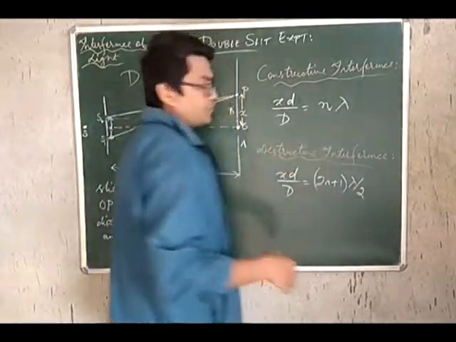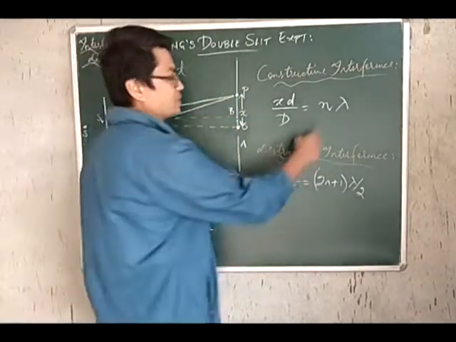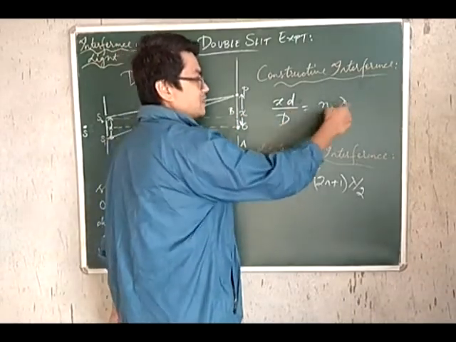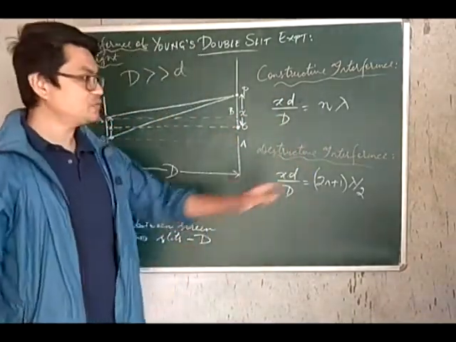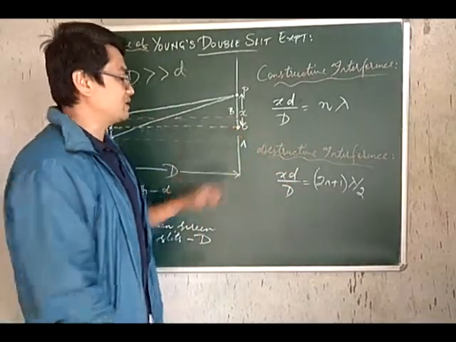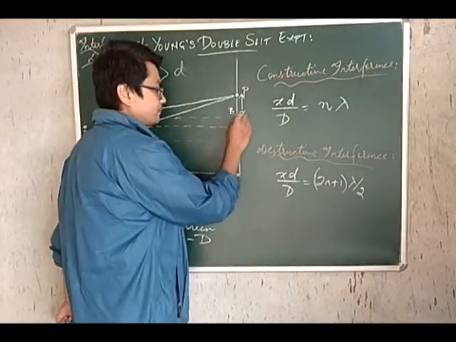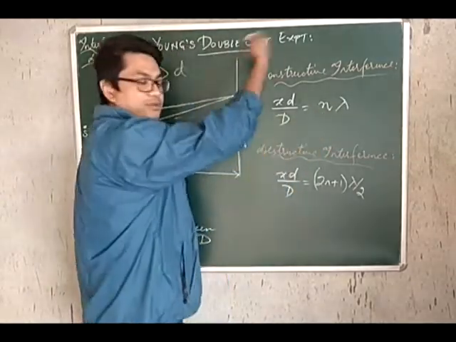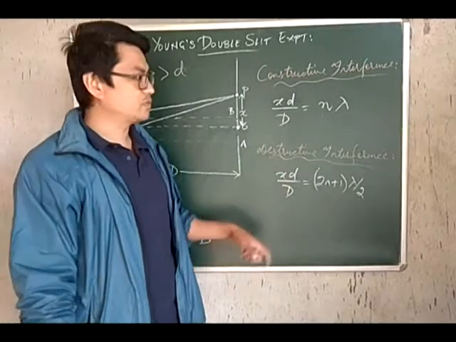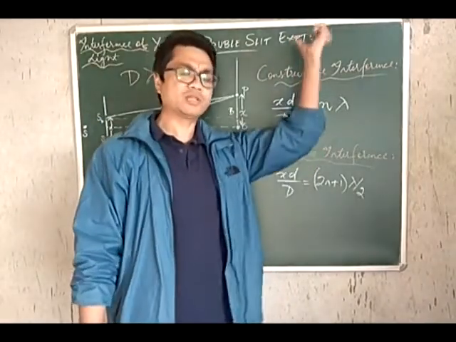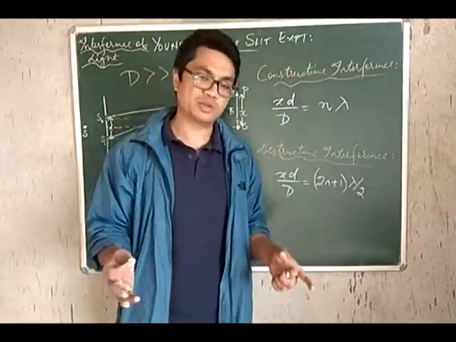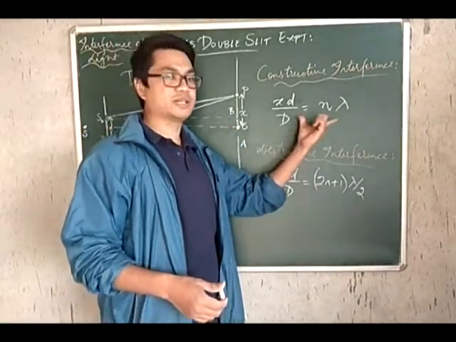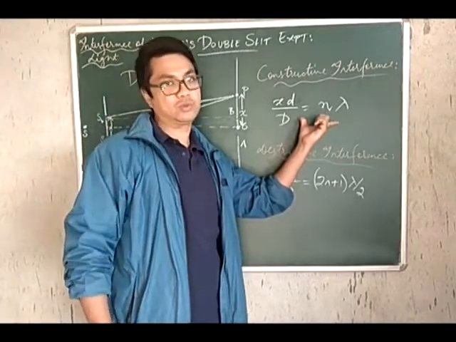Alright, now what about the first bright fringe? For the first bright fringe, n is equal to 1. That is, the path difference is equal to lambda. So if the path difference is equal to lambda, we get the first bright fringe. And if the path difference is 2 lambda, that corresponds to the second bright fringe. If the path difference is 3 lambda, it corresponds to the third bright fringe, and so on and so forth. So this is the condition for the nth bright fringe.